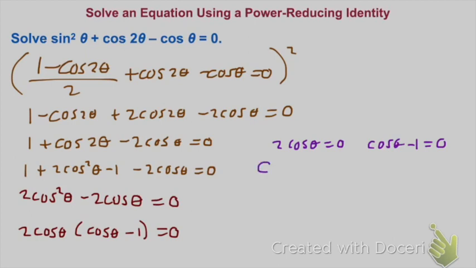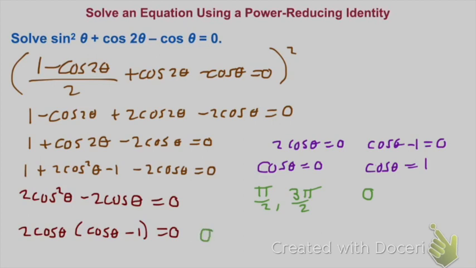So when we solve both, we get cosine of theta equals 0. When you divide by 2, 0 divided by 2 is still 0. And we get cosine of theta equals 1. For the first one, this happens at pi halves and 3 pi halves. And for cosine of theta equal 1, this happens at 0 degrees. Now, with this one, it did not give us an interval, so we have to go back to what we did earlier this chapter and write them all down.